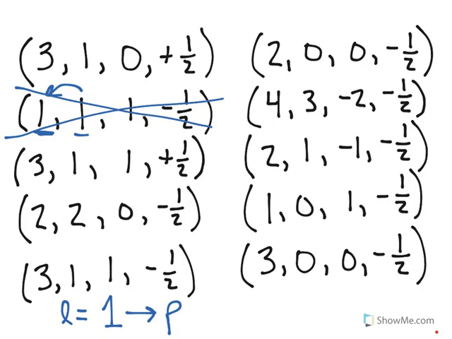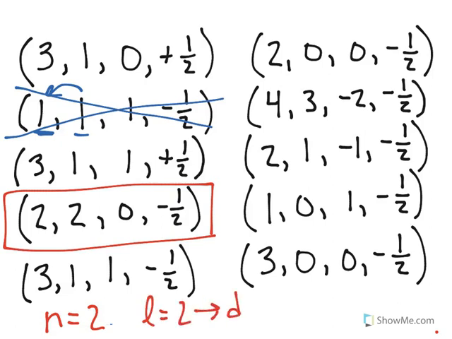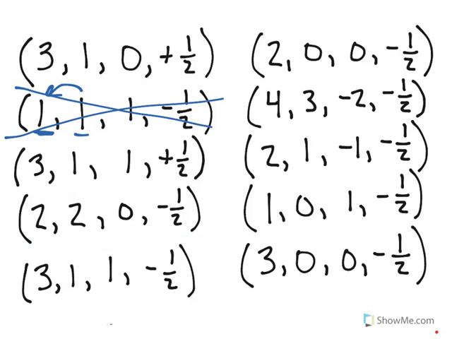Take a moment again, pause it if you need to, and try to find any other sets of these quantum numbers that are invalid. Looking down our list, I see this quantum number set right here. We have an n value of 2, which corresponds to the second energy level, an L value of 2, which corresponds to a D sublevel. Well, there is no D sublevel in the second energy level. So for that reason, this quantum number set is also invalid.